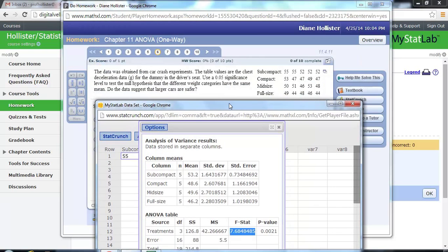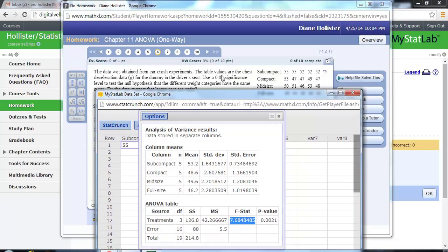If we take a look at the problem again, the significance level, the alpha, is 0.05, this is 0.0021. It is less than the significance level, which means we would reject H0 and assume HA, meaning that there is some difference between the deceleration chest data for those 4 cars. We don't know exactly where it is. We might have a suspicion, but we have proven that there is a difference between those 4 types of cars.